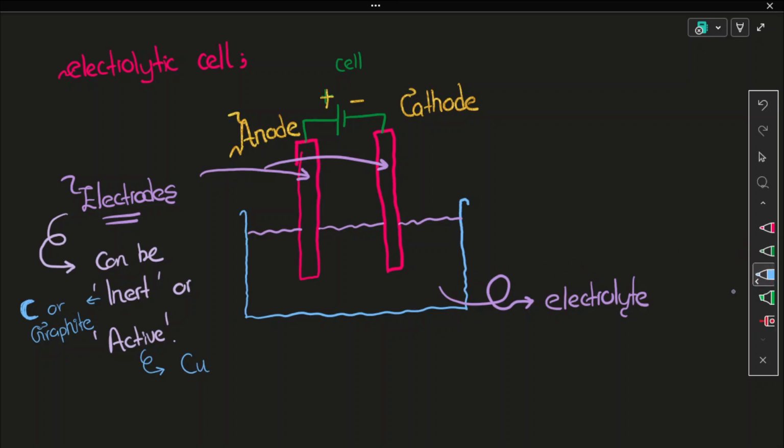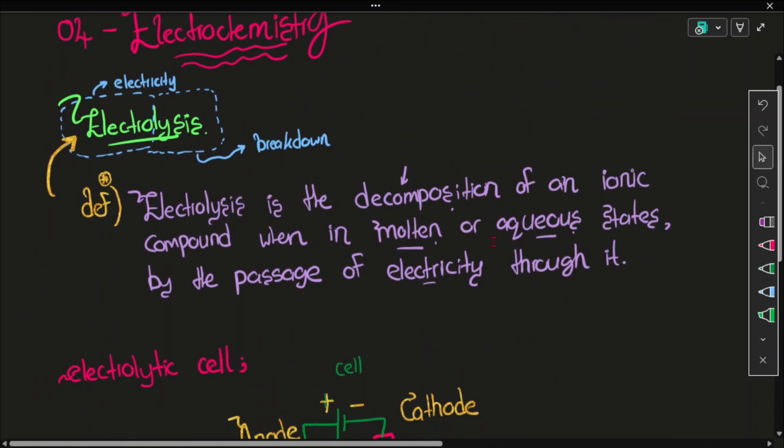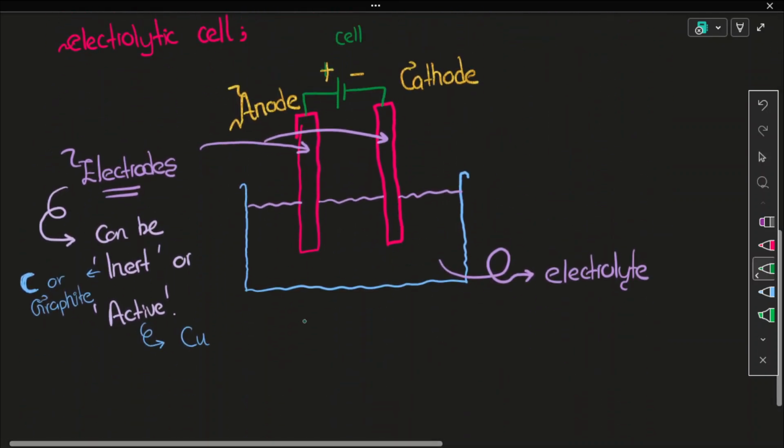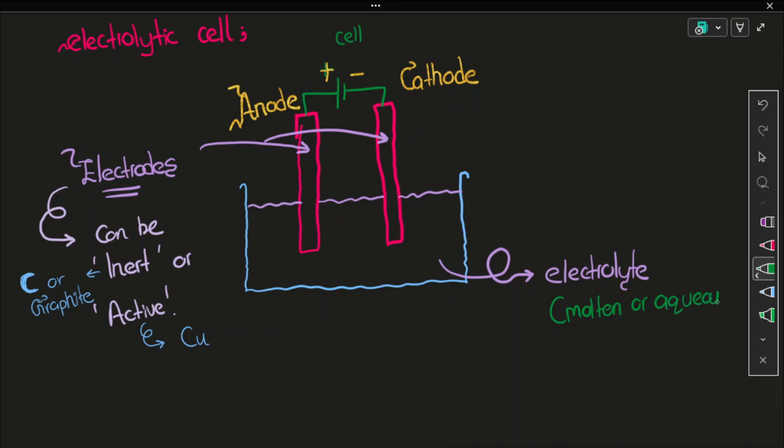Oh, and one more thing, sorry, I forgot. Whenever we talk about the electrolyte, I told you it has to be in two states. It can be a melted version of any ionic compound, or an aqueous form of any ionic compound. So simply drop down some brackets and mention that the electrolyte has to be molten or aqueous. Okay, simply that's it.